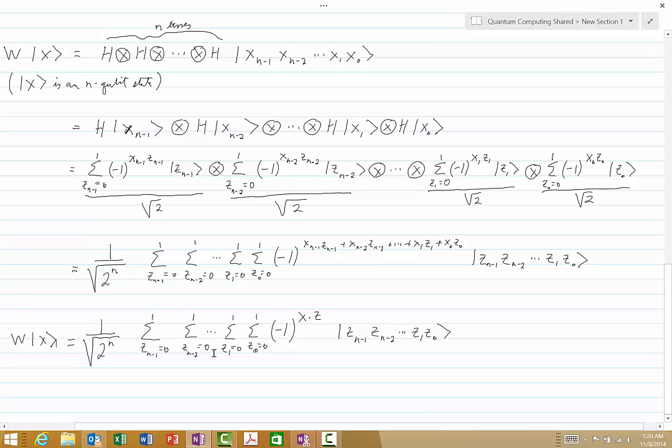Because you see that we have all the possibilities here. z_{n-1} must assume both values 0 and 1. z_{n-2} must assume both values 0 and 1, and so on all the way down to z_0. So we will cover all of the possible elements in the standard basis for n-qubit states. So this is just summing up over all of those 2 to the n terms in that basis, and each one is getting multiplied by (-1) to the x dot z power.